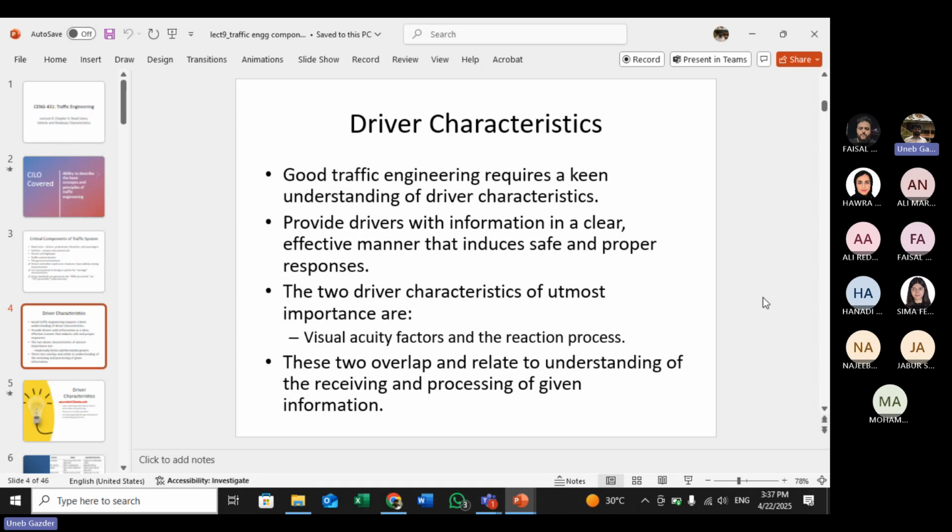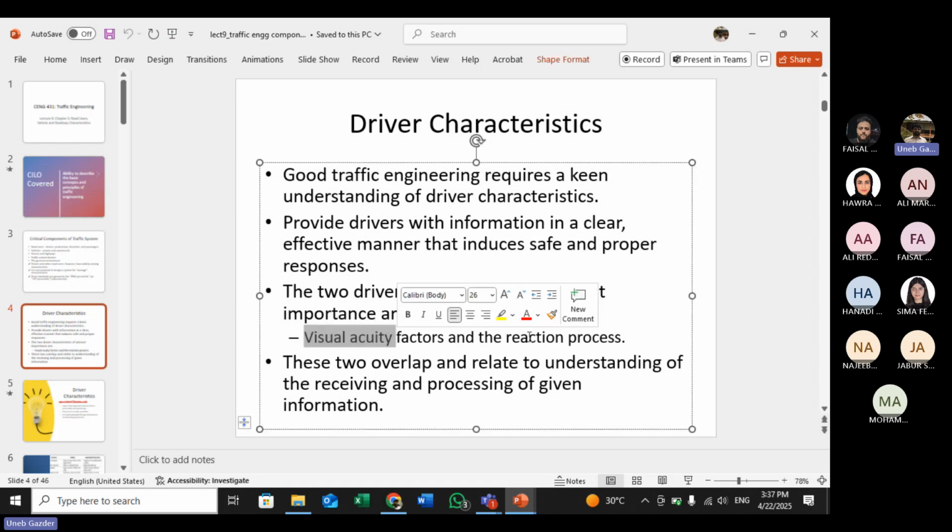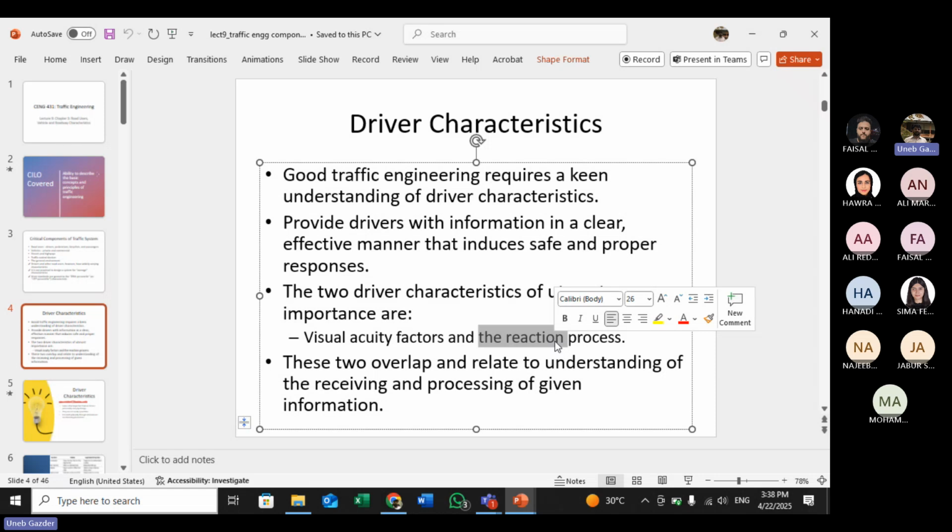In receiving and acting on the information, there are two characteristics of the drivers which are very important. One is called visual acuity and the other is called reaction process. Visual acuity means he is receiving the information by looking at it. Reaction process means now he is thinking and acting on the information.